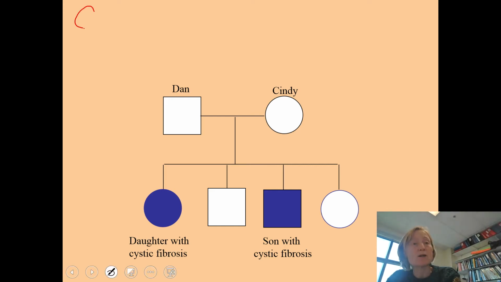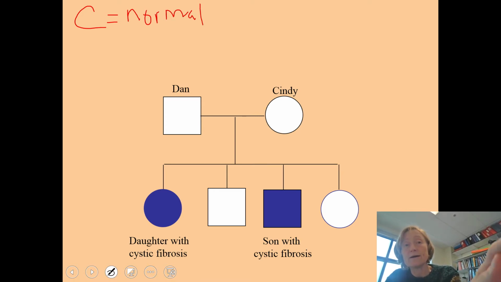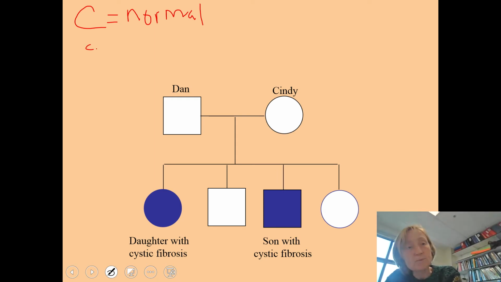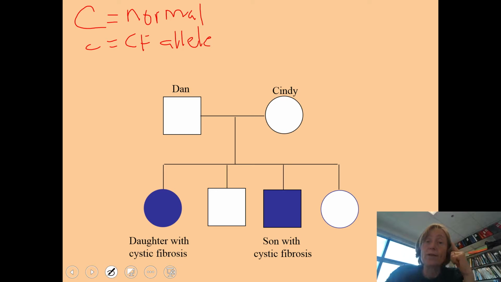They said, look, let's call a big C the allele that's the normal allele that produces a healthy protein. It turns out it's a transport protein. The little c we can call the cystic fibrosis allele if we want to call it that, okay? Dan and Cindy are both carriers, they're healthy. So they must have at least one copy of the normal allele. The normal allele is dominant, and they're healthy, so they have to have one copy of the normal allele.